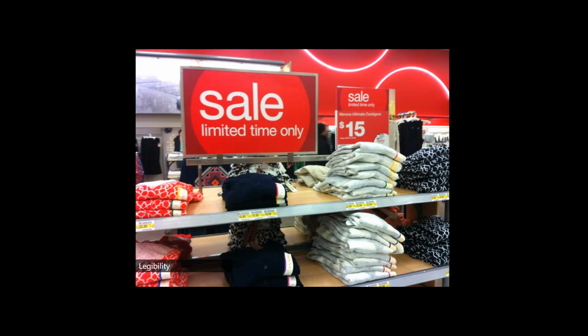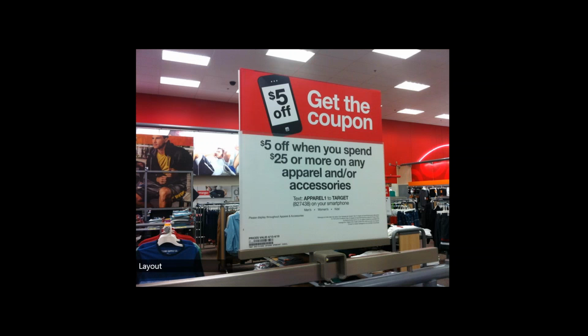Some more signage hierarchy. If you are a sale shopper, as I am, you are constantly on the lookout in every store you're in for the word sale or clearance. So that big word sale is something that you can see from far away. As you get closer, you get more information about exactly what's on sale and for how much. That information is less important than catching my eye with the word sale. Same thing here. The $5 off is the thing that really pops off of this sign. And so when you see that from far away, that's kind of exciting.